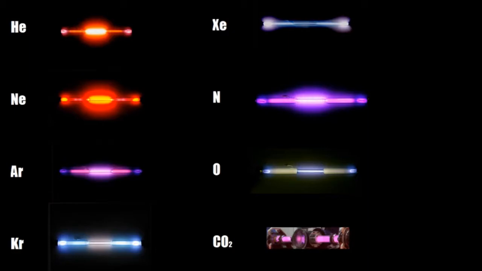Nitrogen is similar to argon, but duller and more pink. Oxygen is violet to lavender, but dimmer than argon. And finally, carbon dioxide is blue-white to pink.